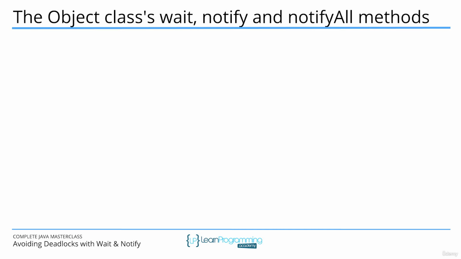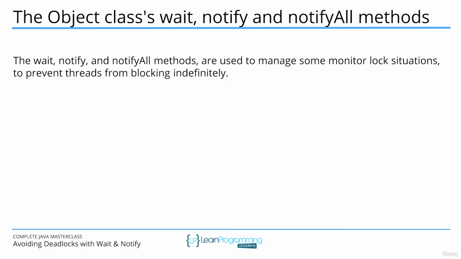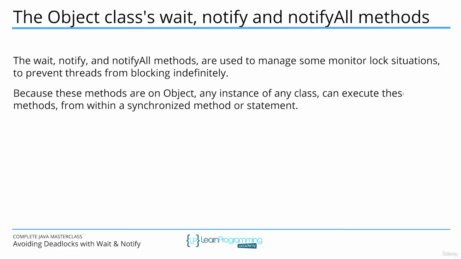Before I get back to the code, let's talk about a couple of methods I haven't yet covered that are on the Object class. These are the wait, notify, and notifyAll methods, which are used to manage some monitor lock situations to prevent threads from blocking indefinitely. Because these methods are on Object, any instance of any class can execute these methods from within a synchronized method or statement.